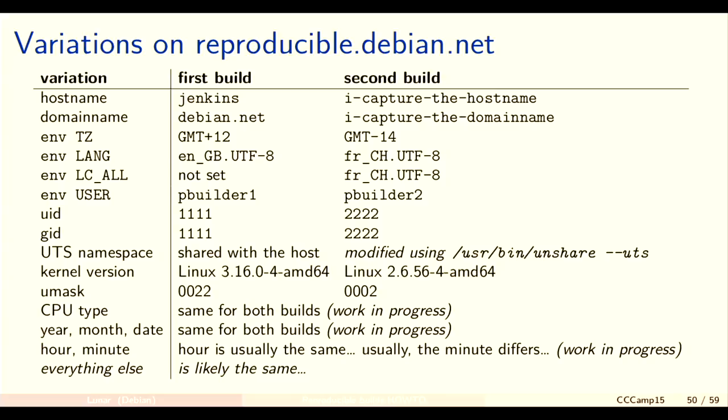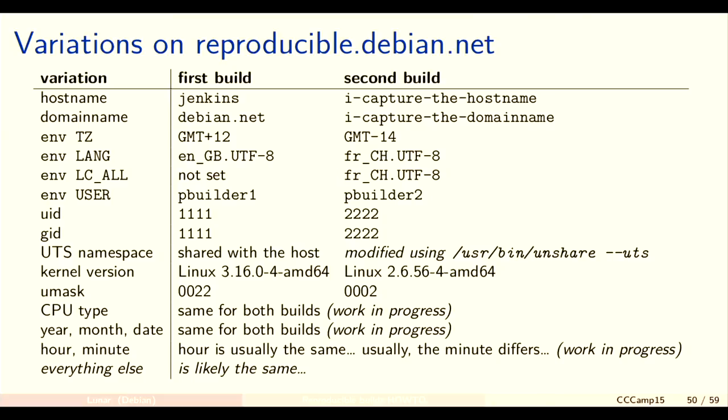Just so you have an idea, these are all the variations that we make on the system between the first build and the second build. Hostname, domain name, the time zone. If you see, the time zone is more than 24 hours apart, so we detect date changes like that. The language, the locale, the username, the UID, the GID, the namespace is different, the kernel version is different, the umask is not the same. For now, the CPU, the date, and the time are mostly the same. But we are now able to have slave hosts, so we can finally add these very last variations, and I hope we will have everything.